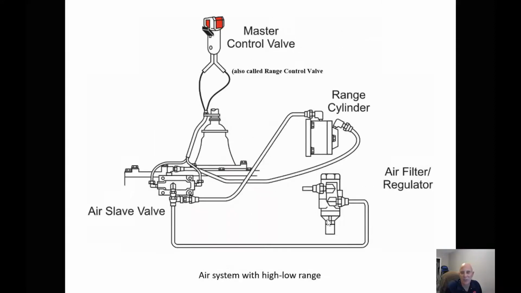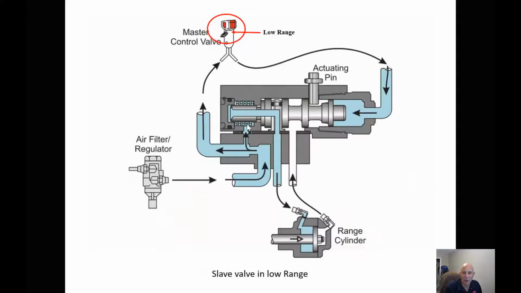So looking at a basic system, off of our filter regulator we have air pressure running up to our slave valve. Pressure from a slave valve runs up to the range cylinder. Now it all depends on what's happening in the slave valve to determine if this range is going to move. So by taking a look at the slave valve, again, air comes in, goes into our slave valve. It's also teed off and goes up to our master control valve.